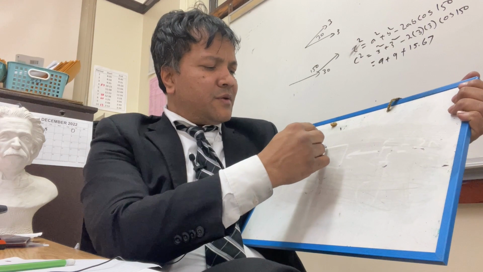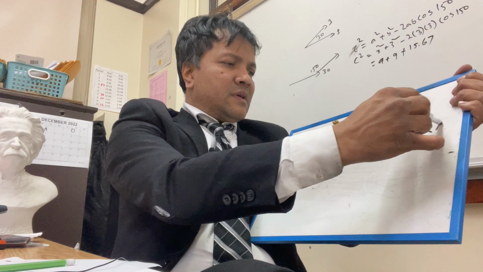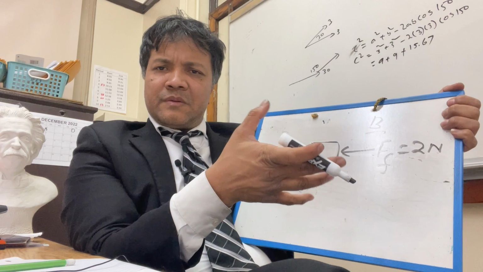So B is the correct answer. Let me quickly explain it. So Fa is 2 Newton and Ff is also 2 Newton. And you probably think that's also the case for the other masses, because all the masses are 1 kilogram. You can make that case.